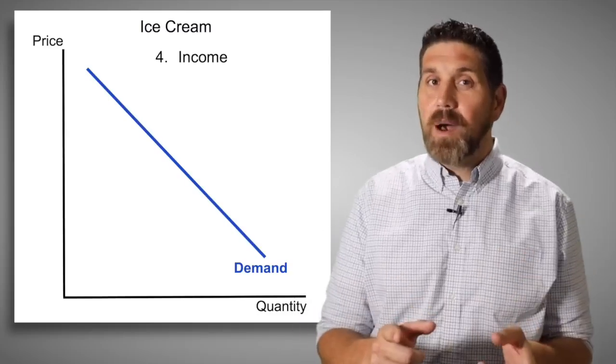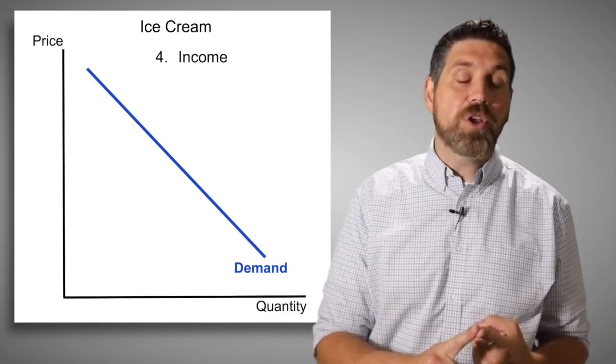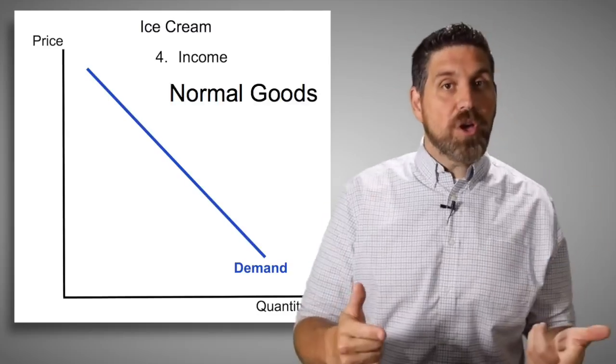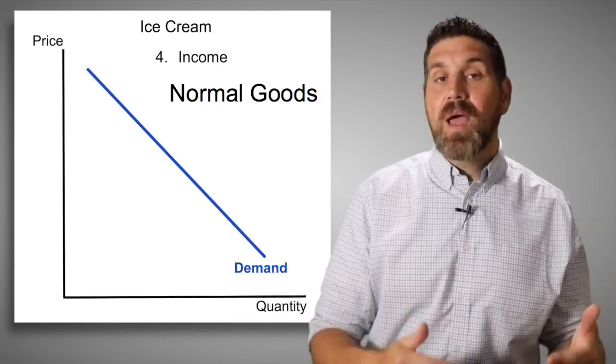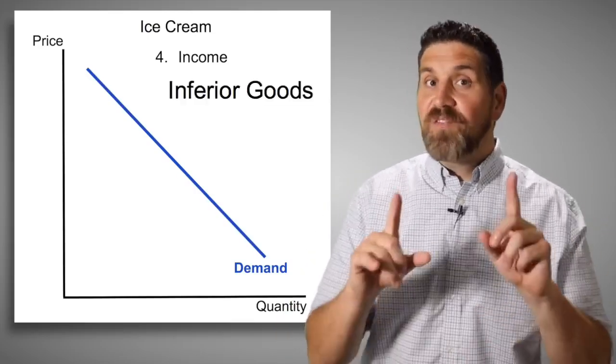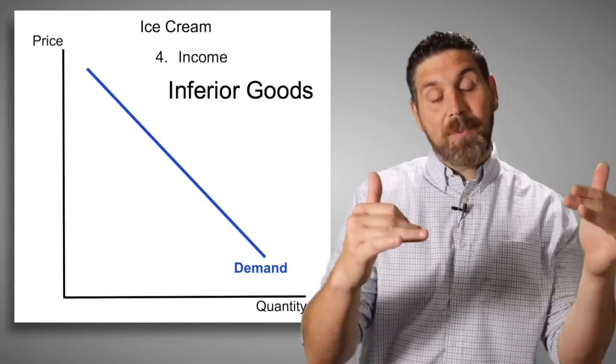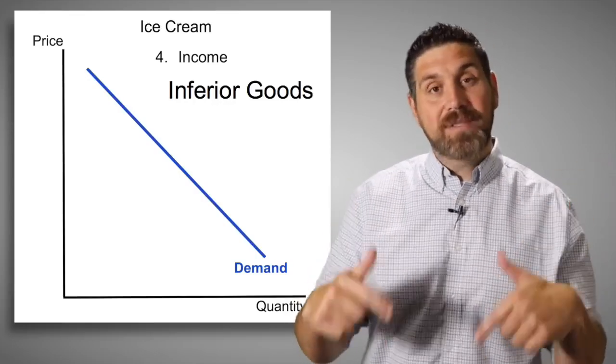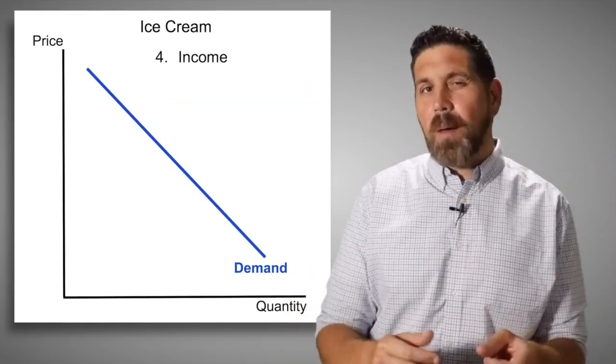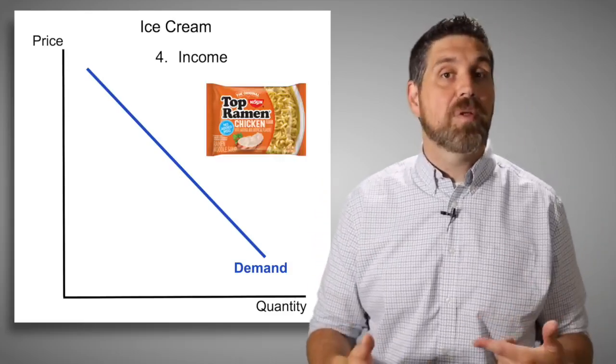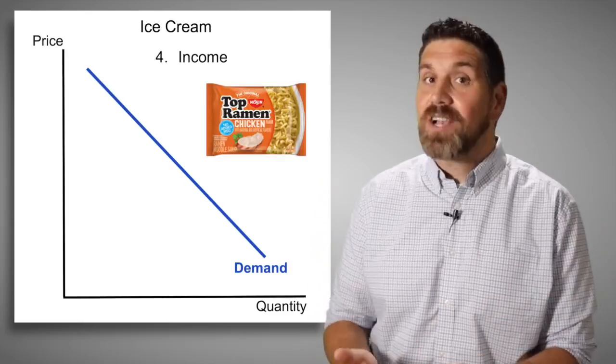The next shifter is income, and it depends on the type of product, because there's normal goods and inferior goods. A normal good is when income goes up, people buy more of it, and when income goes down, people buy less of it. But an inferior good is when income goes up, people actually buy less of that product, and when income goes down, people would buy more. Ice cream is probably a normal good, but Top Ramen is an example of an inferior good. When incomes go down, people actually end up buying more of it.